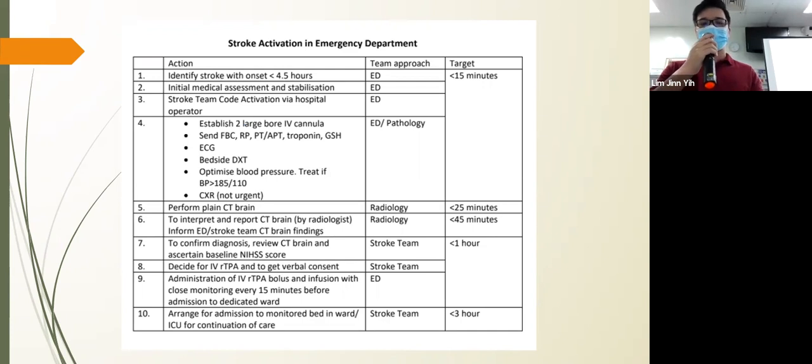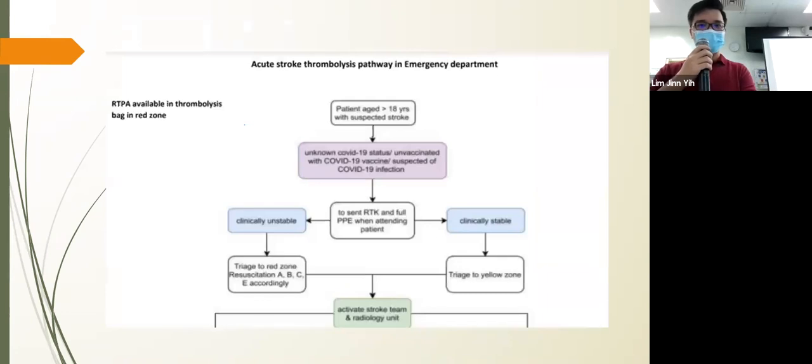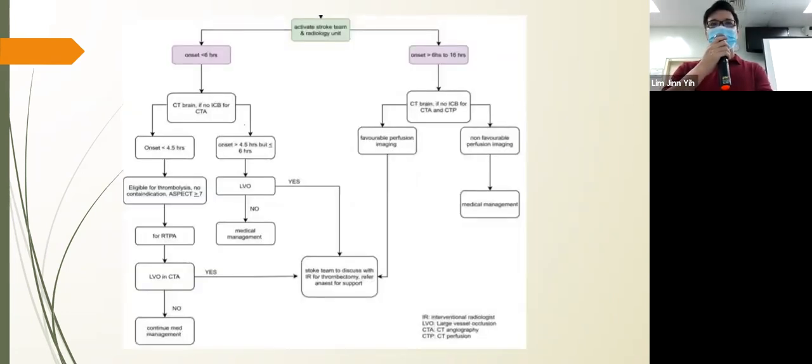Following that, the stroke team will work together with the radio team for further assessment, the NIHSS score, and reviewing the CT brain imaging, to decide whether to proceed with thrombolysis or not. So this is the pathway in Sungai. As I said, whether the patient is stable or unstable, we triage to the red zone or yellow zone accordingly. Following that, depending on the onset, we proceed with CT brain. If there's no ICH, then we can proceed with CTA or perfusion scan.